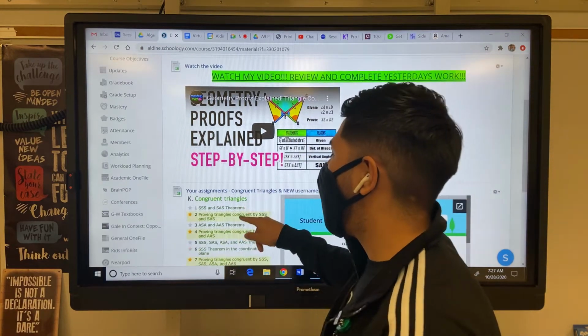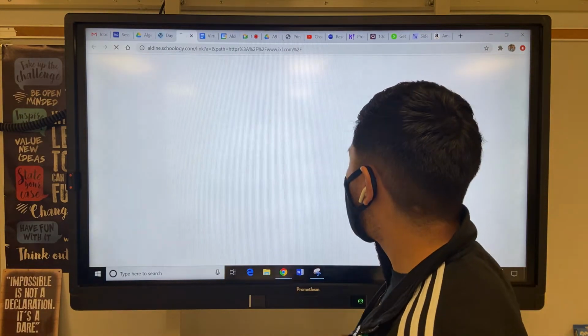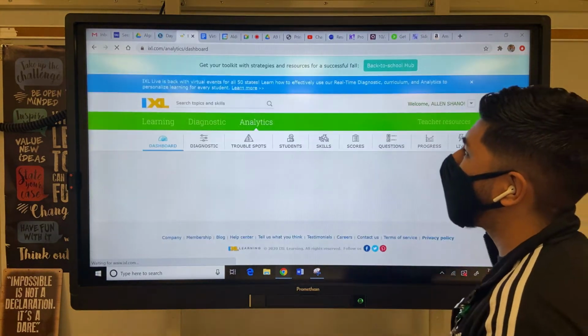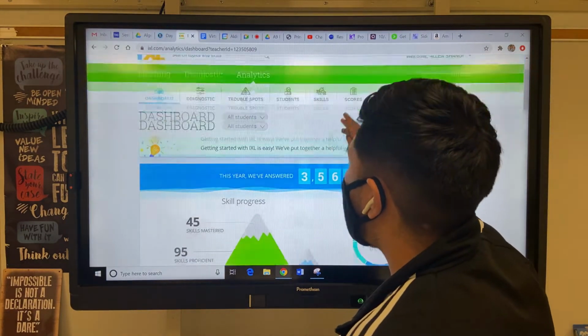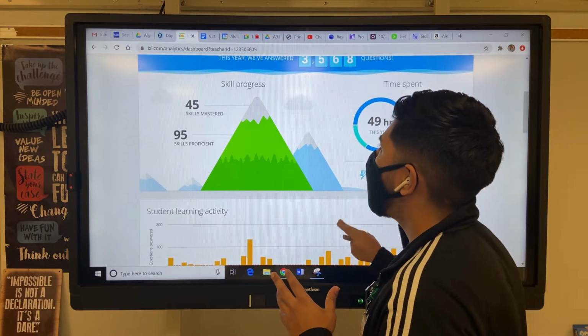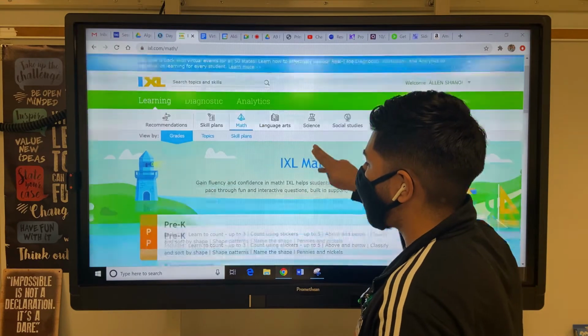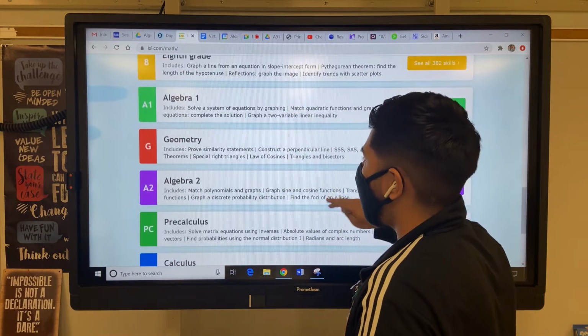Let's go on. K4. Still have your IDs and your passwords up there so you guys can get in and make sure you know what you're doing. Remember, these are new passwords and usernames. Geometry.